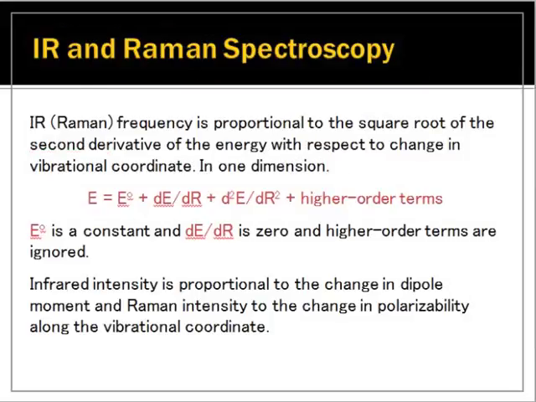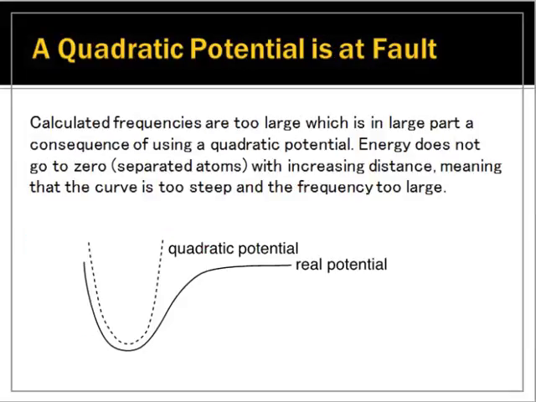If you go back to the theory, I've ignored terms that are higher than the second derivative. What does that do? I'm using a quadratic potential. Quadratic potential goes to the wrong limit. Instead of going to dissociated atoms, it's going to infinity. So instead of going to 0, it's going to infinity. That means it's probably too steep at the bottom. Too steep means the frequencies are too large, which is exactly what you're seeing. The calculated frequencies are too large.